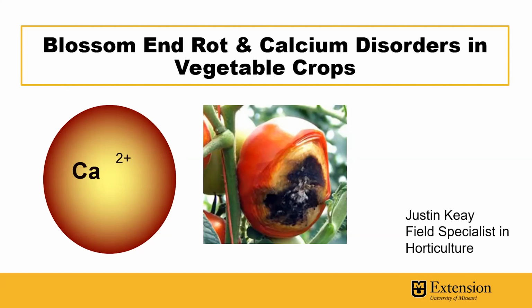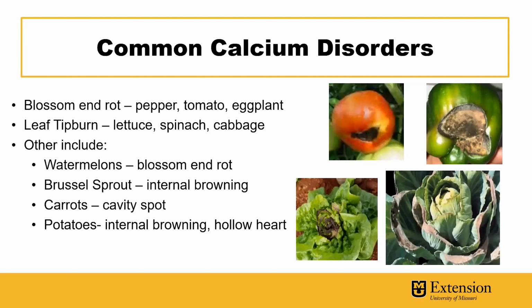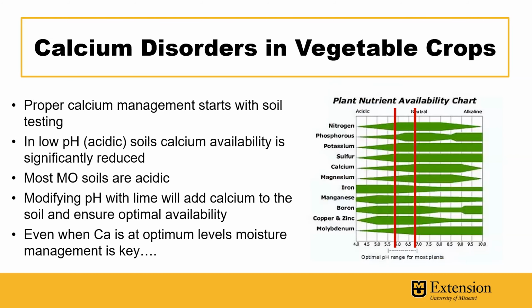Today we're going to talk about blossom end rot and calcium disorders in vegetable crops. The most common calcium disorders we see are blossom end rot in pepper, tomato, and eggplant, but we can also see issues with leaf tip burn in lettuce, spinach, and cabbage. A number of other vegetable crops can also develop different calcium disorders.